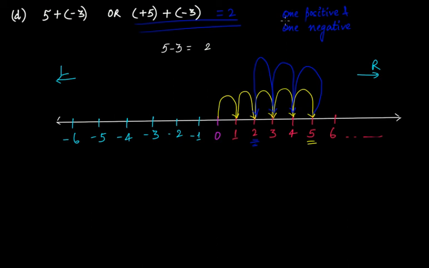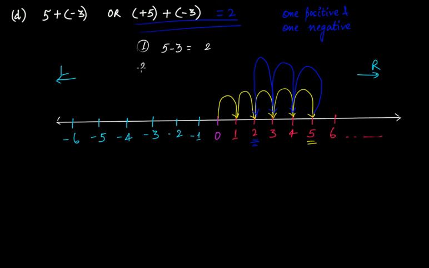Okay. So whenever you have one positive and one negative integer and you have to perform addition, the first step will always be to subtract the smaller integer from the greater integer. Forget about their sign. Just forget about the minus sign. First perform the subtraction of the smaller number from the larger number. In this case 5 was the larger number, 3 was the smaller number. You subtracted 5 minus 3, you got 2.